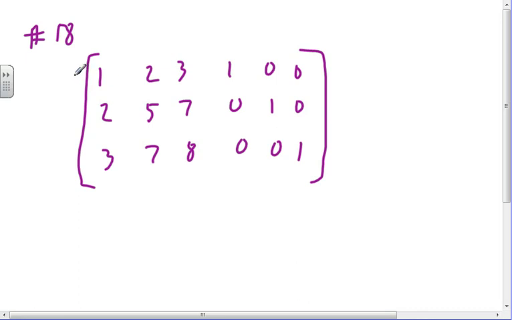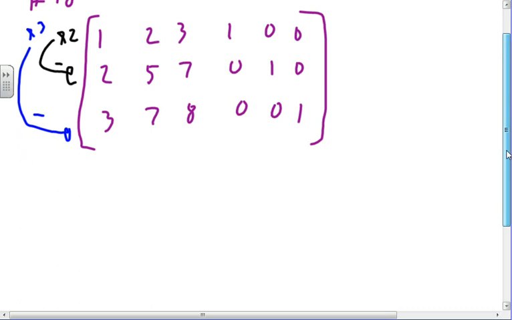Okay. We're going to take the top row, multiply it by 2, and subtract it from the second row. We're going to take the top row and multiply it by 3 and subtract it from the third row. Now, why are we doing that? Well, if we multiply by 2 and subtract it, we get a 0 there. If we multiply by 3 and subtract it, we get a 0 there, and that's what we want. We want a 1, 0, 0. So that's what we're going to do.